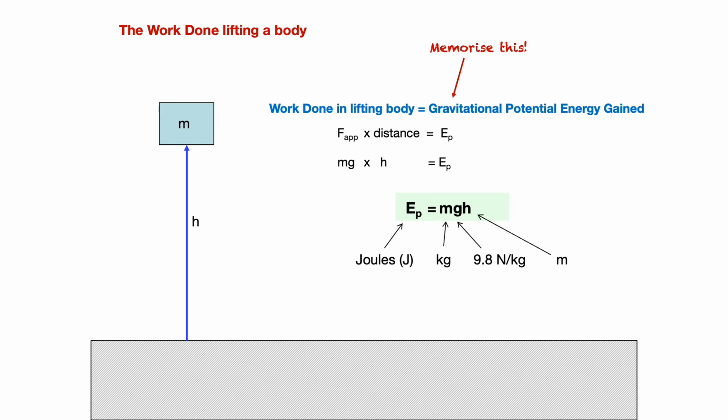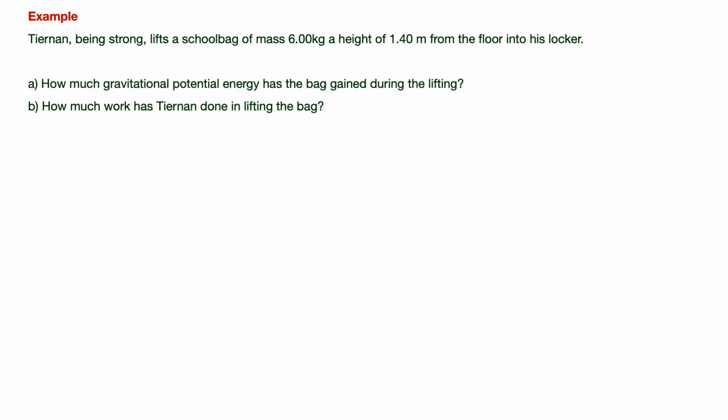Okay, I can sense you want a worked example, so let's do one. Tiernan, being a strong chap, lifts a school bag of mass 6 kilograms, a height of 1.4 meters from the floor into his locker. That's quite a high locker, but he's a strong guy. Now, the question is, how much gravitational potential energy has the bag gained during this lifting? And secondly, how much work has Tiernan done in lifting the bag?